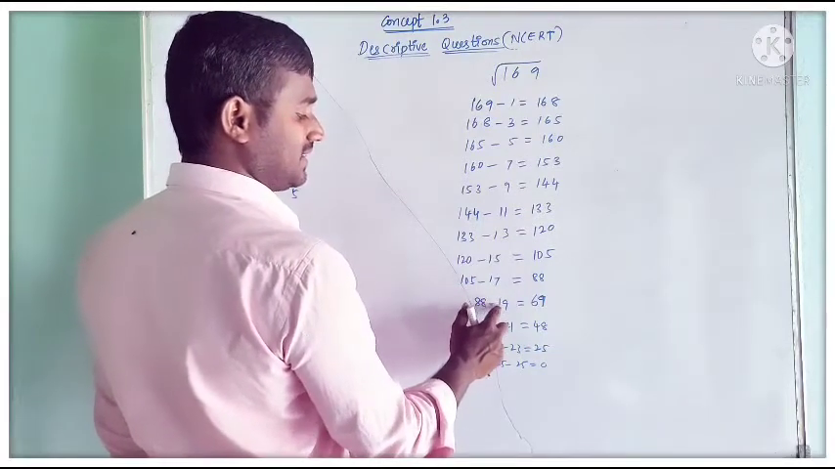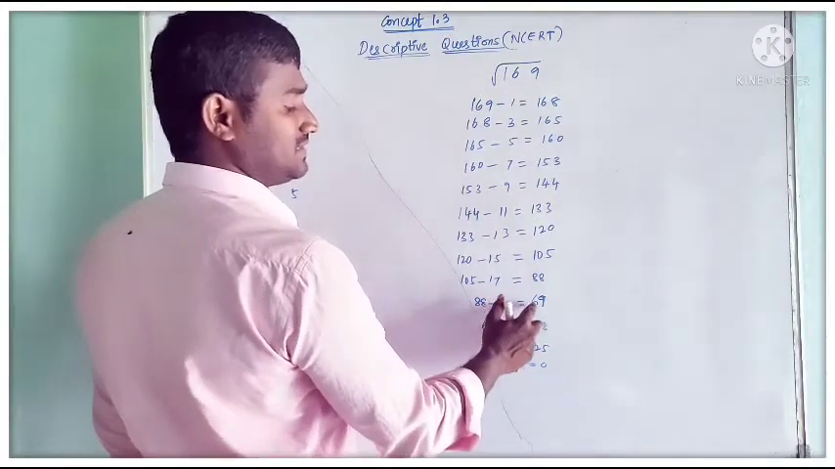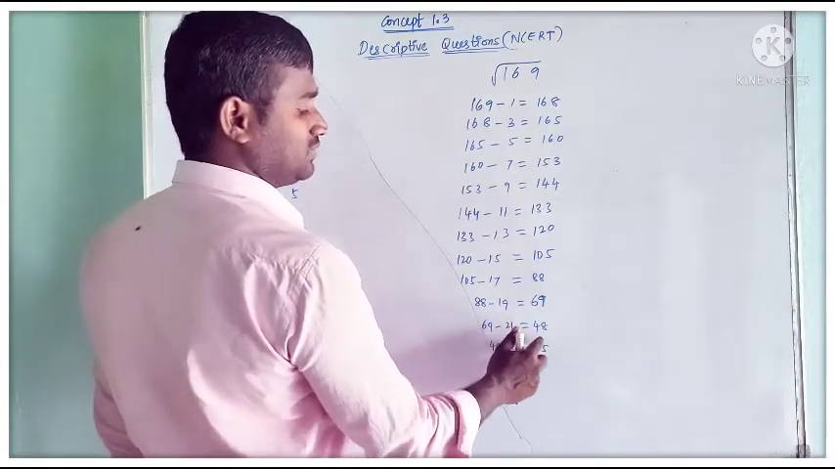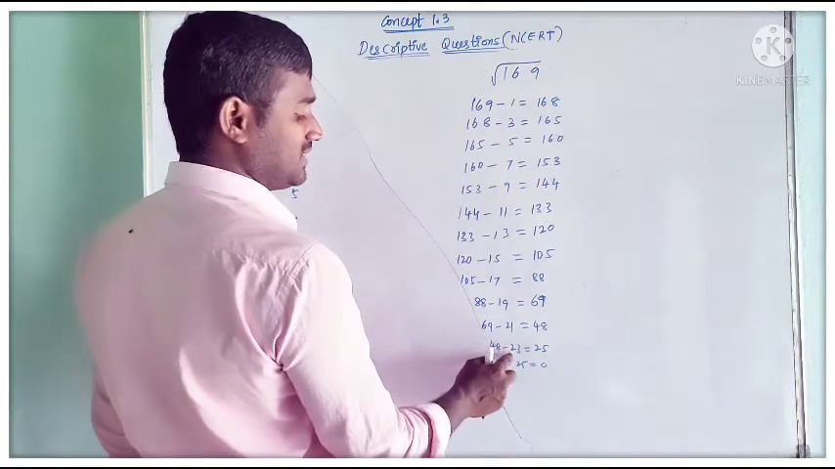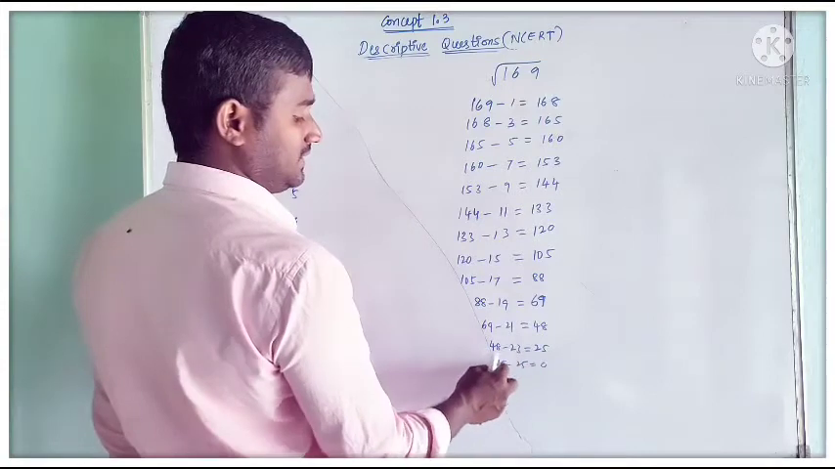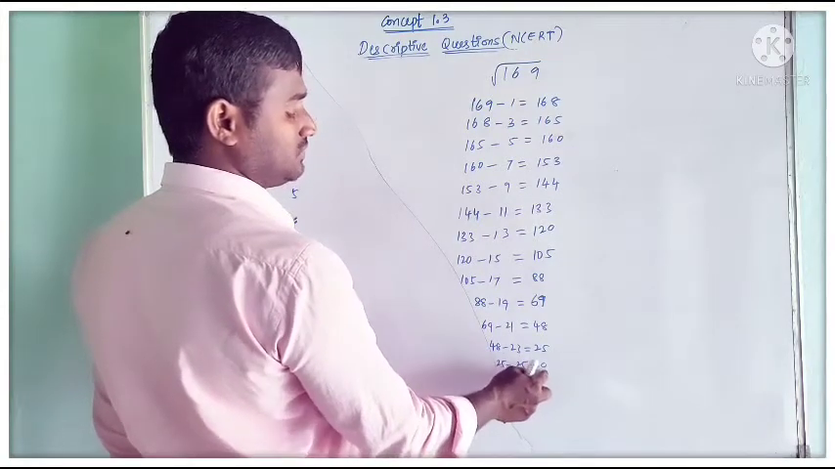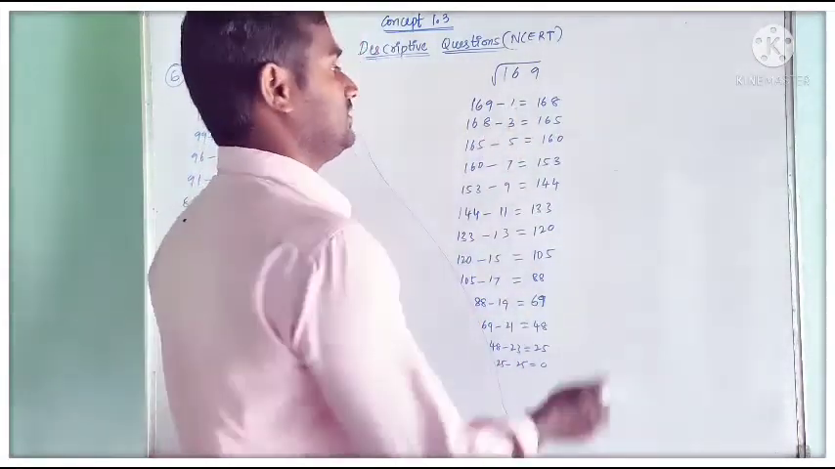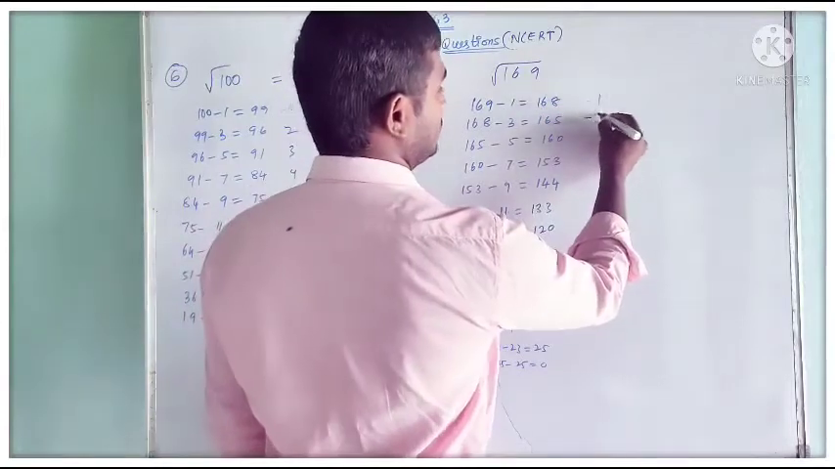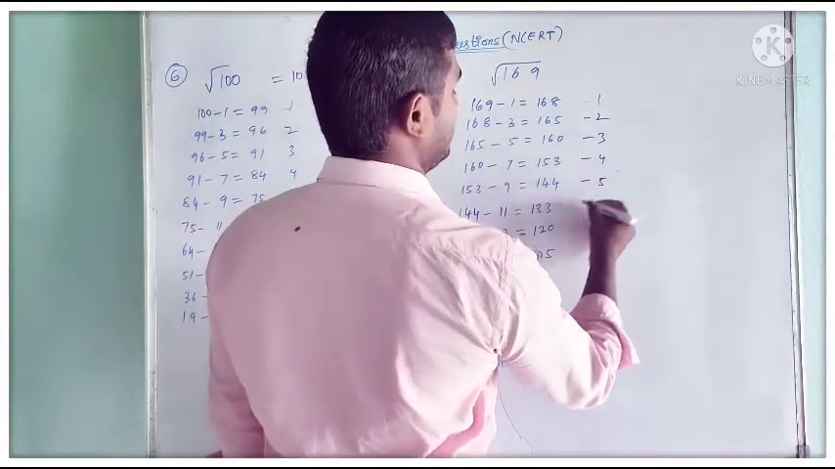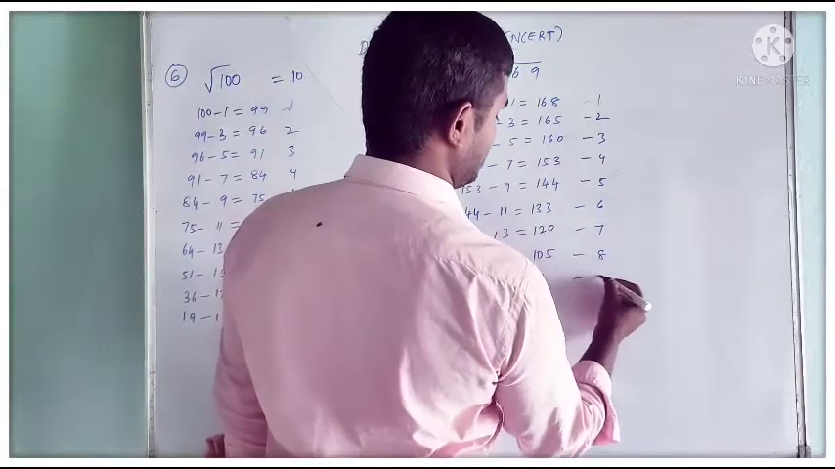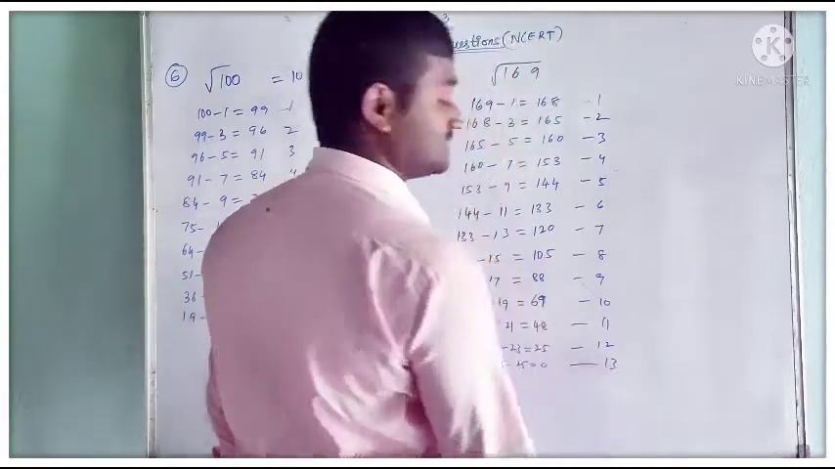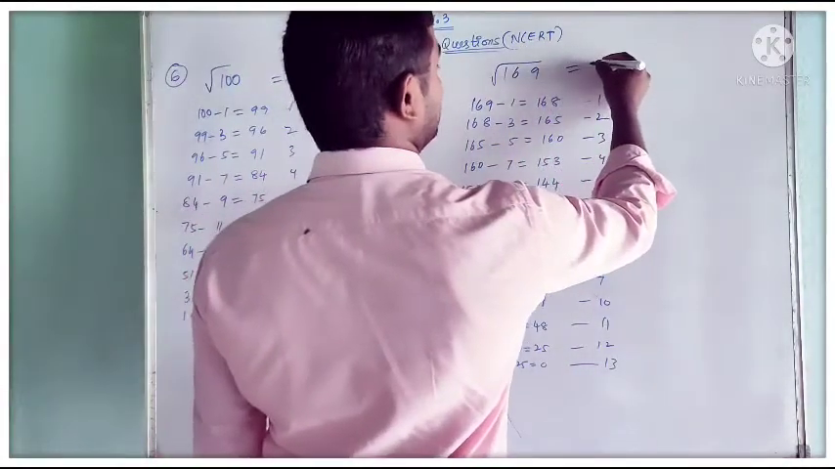88 minus 19 is 69. 69 minus 21 is 48. 48 minus 23 is 25. 25 minus 25 is 0. We got 0. How many subtractions did we do? 1, 2, 3, 4, 5, 6, 7, 8, 9, 10, 11, 12, 13. So, the square root of 169 is 13.